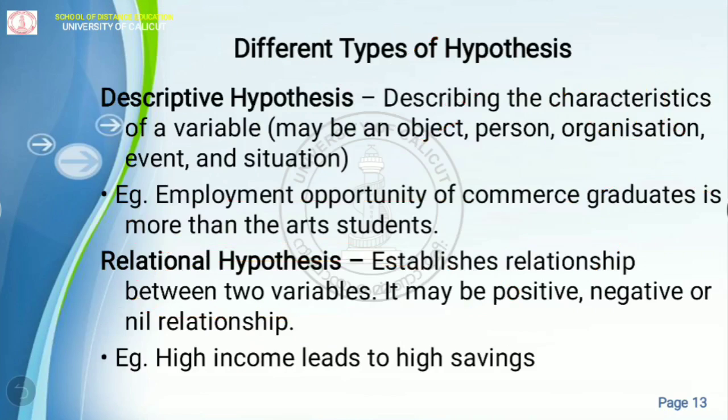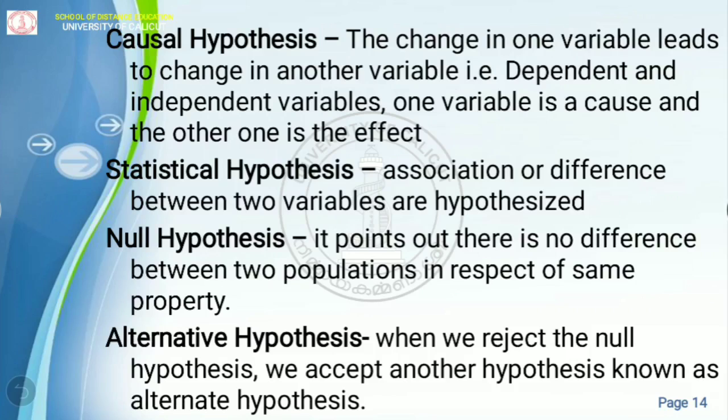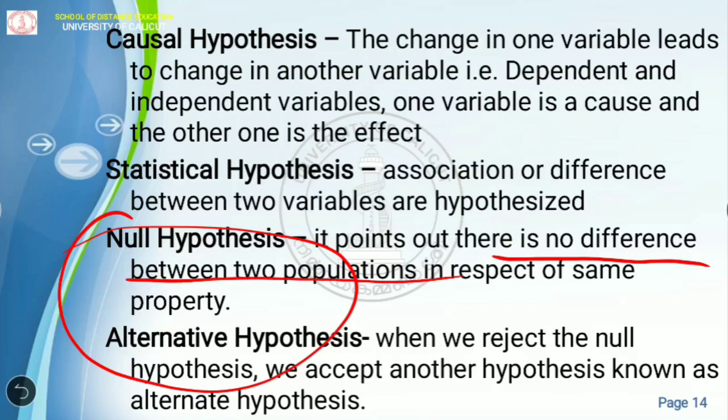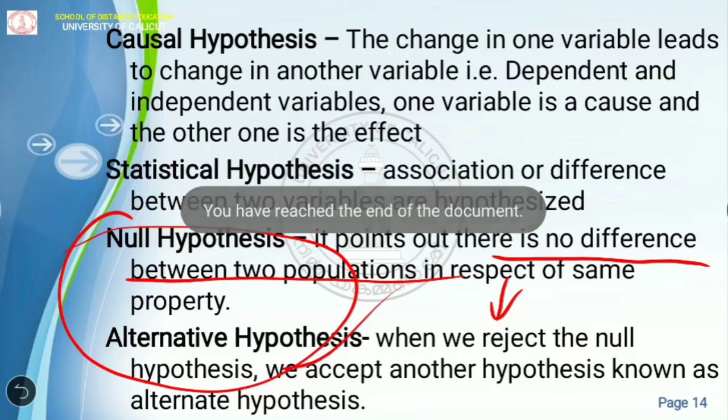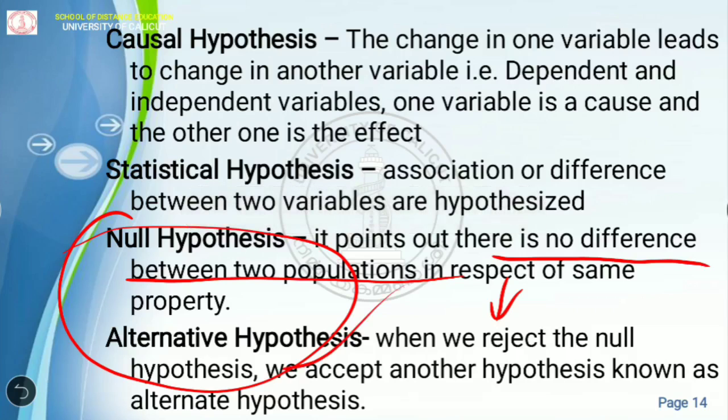Descriptive hypothesis we have, and relational hypothesis we have. As I already told you, the major very important hypotheses are the null hypothesis and alternative hypothesis. So null hypothesis points out there is no difference between two populations in respect of some property, but the alternative hypothesis says just the opposite. If we are rejecting the null hypothesis, we will accept the alternative hypothesis and vice versa. Okay, these are the major areas associated with the second topic.